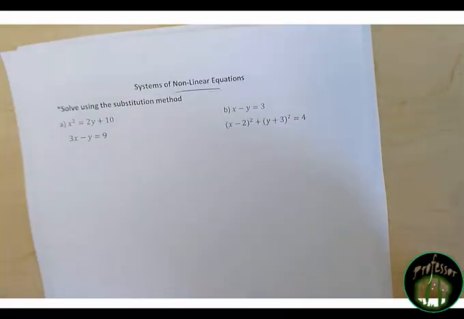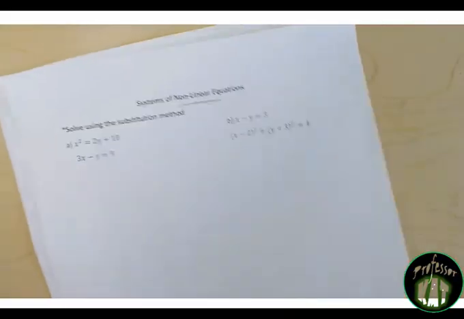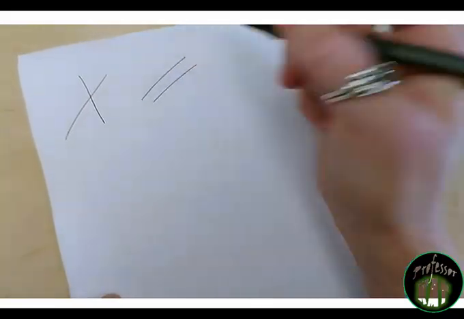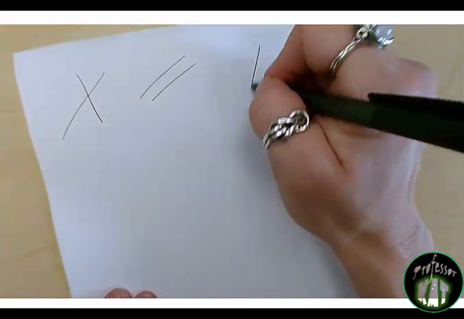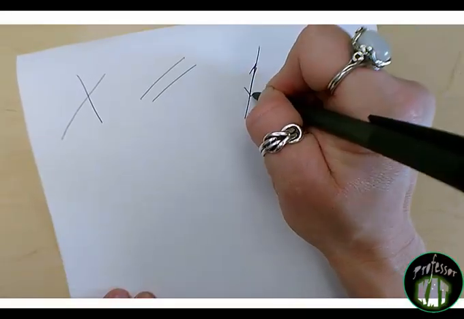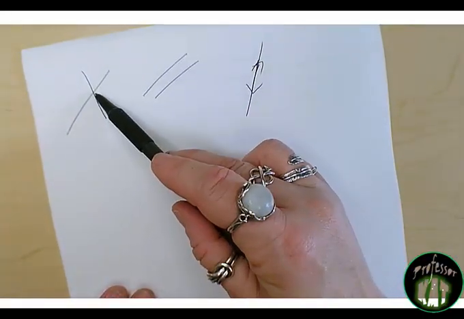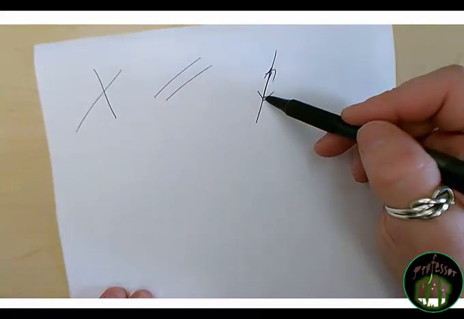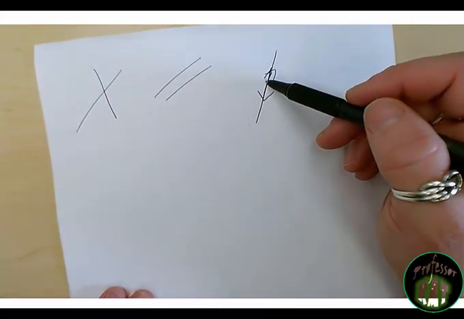Now, the thing about solving nonlinear systems of equations is that previously, when we were talking about linear systems of equations, you had one of three situations. They either crossed at one point, they crossed at no points because they were parallel, or they shared an infinite amount of points because they turned out to be the same line. But now we're going to talk about nonlinear systems.